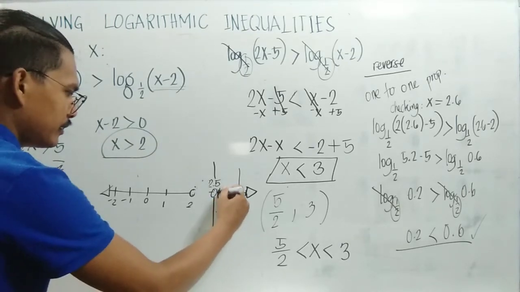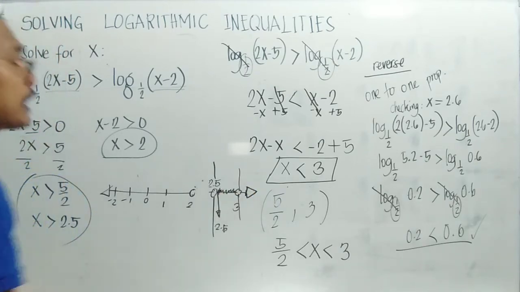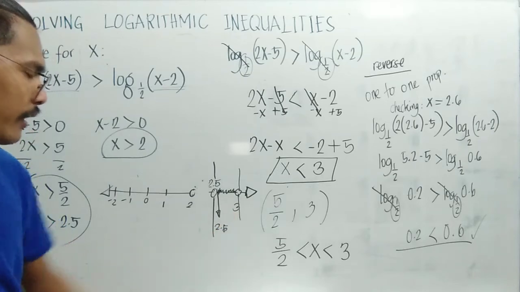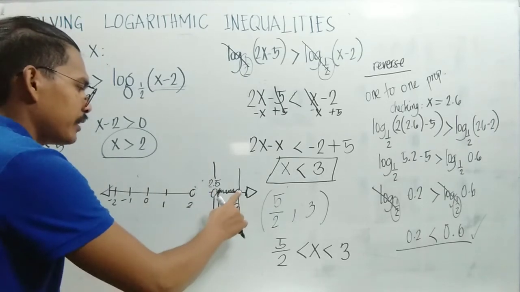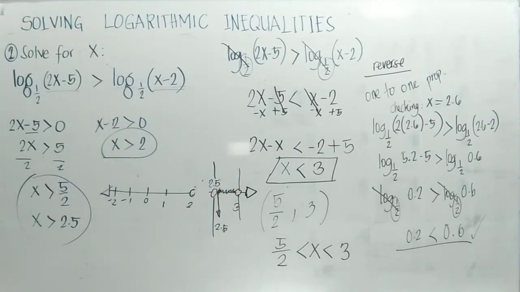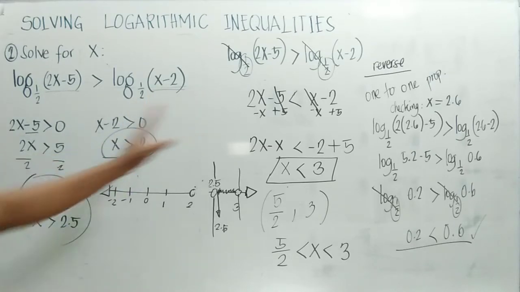So in your number line, the values of x that can satisfy your logarithmic inequality is between 2.5 and 3, where 2.5 and 3 are disregarded. Okay? Now let's proceed to another set of example. I hope that you understand these things.